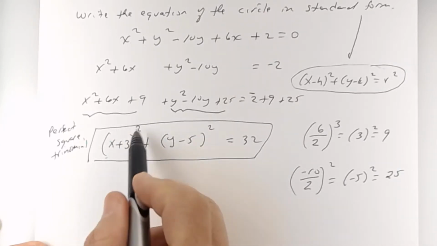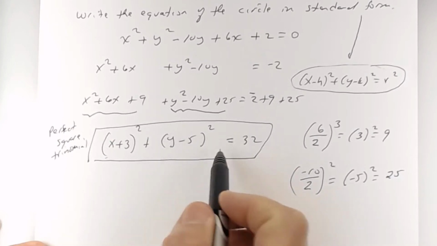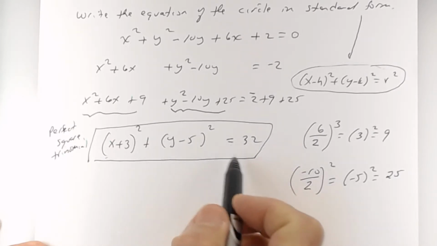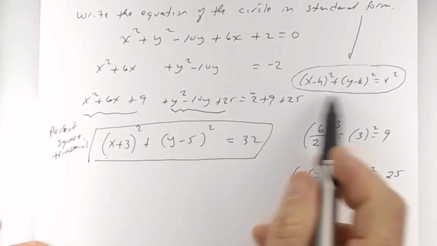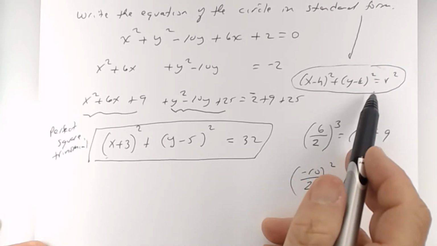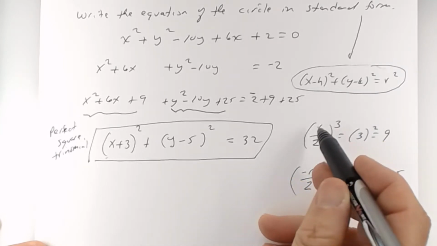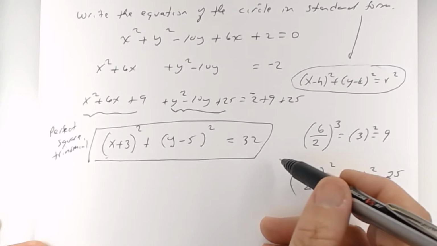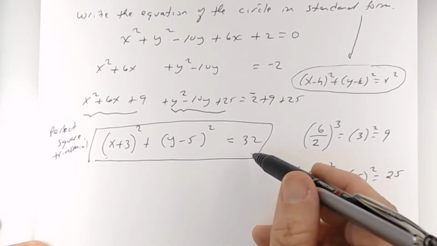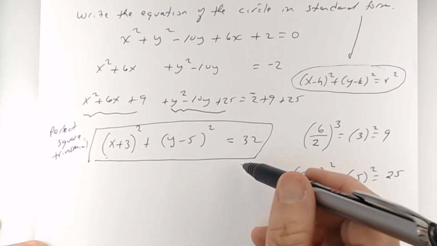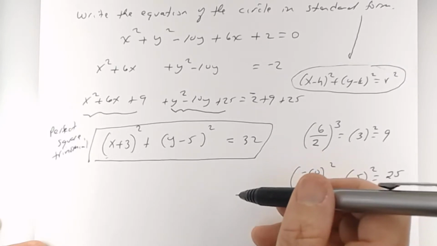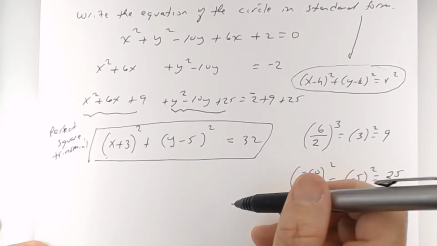This is x minus h squared plus y minus k squared equals r squared. That 32 represents what part of this formula? R squared. It doesn't represent r, it represents r squared. So your radius is not 32. R squared equals 32. Okay?